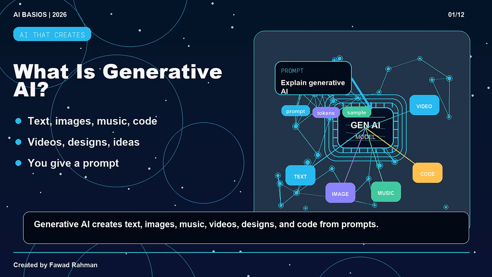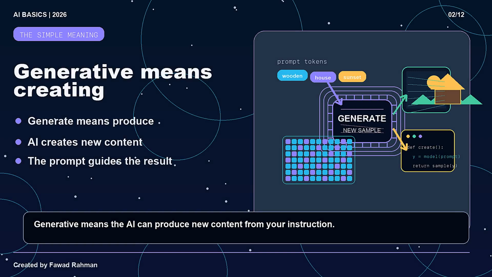from older software. Generative AI is a type of artificial intelligence that can create new content. The word generative comes from generate, which means to create, produce, or make something. So instead of only recognizing a face, sorting an email, or answering yes or no, generative AI can produce a new paragraph, a new picture, a new melody, a new design, or a new piece of code. You describe what you want, and the AI tries to create it.